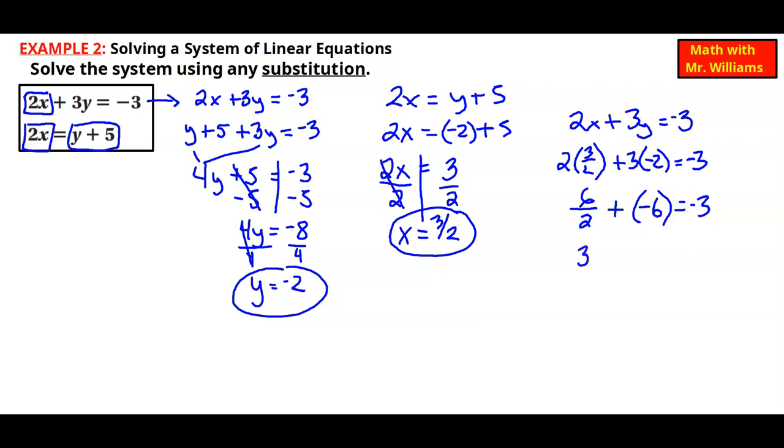Now I see plus and negative here, so I'm going to add my opposite, or in this case, subtract my opposite. So I'm going to have minus 6 equals a negative 3. 3 minus 6 gives me a negative 3 equals a negative 3, and that does check. So our solution in this case will be 3 over 2 and negative 2.